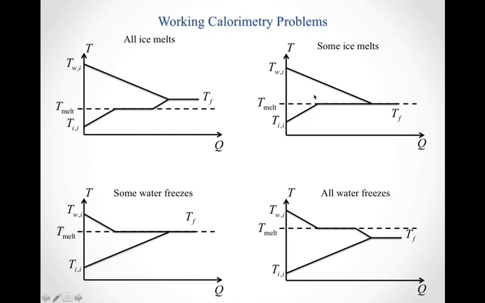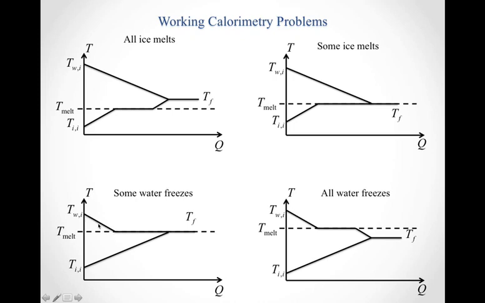Now these top two are situations where the ice reaches the melting point first. The water is still at a temperature above the melting point. Well, of course, if we start with a large amount of really cold ice and not much water, we can actually have the opposite occur. So the two on the bottom are showing situations where the water actually gets to the melting point first.